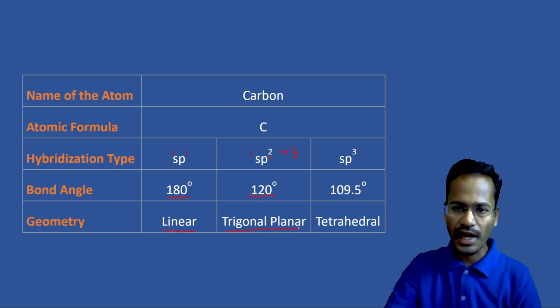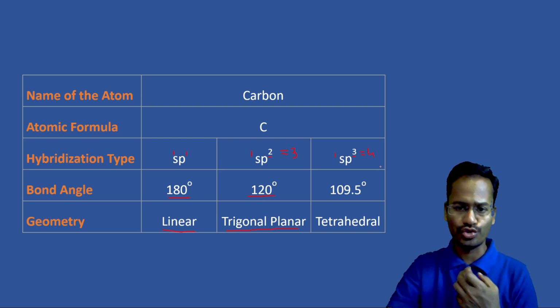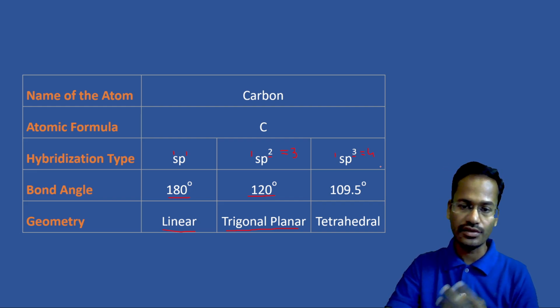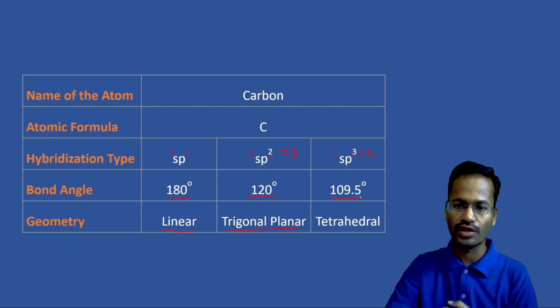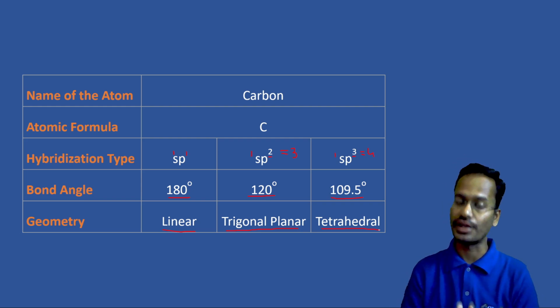And the third type is 1s and 3p orbitals. Upon summation, it will be 4. So a total of 4 orbitals are participating in hybridization to generate 4 sp3 hybridized orbitals, and in such a case we are going to have 109.5 degrees as bond angle and the shape is going to be tetrahedral.